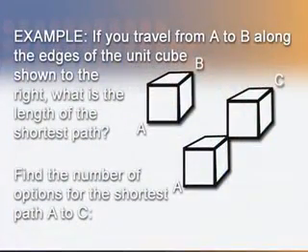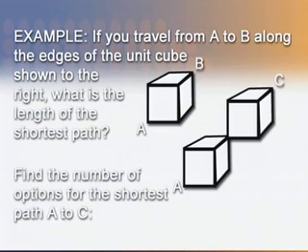Okay, here's a problem that's more visual, I think. It says, on this first cube with the A and the B located on it, suppose you want to travel from A to B along the edges of the cube shown to the right. What is the length of the shortest path?